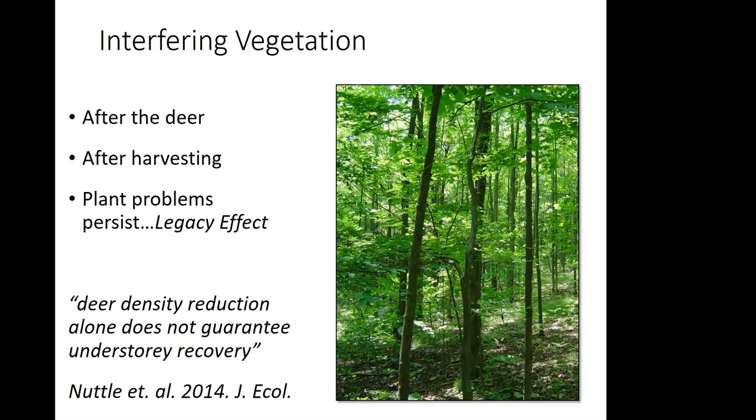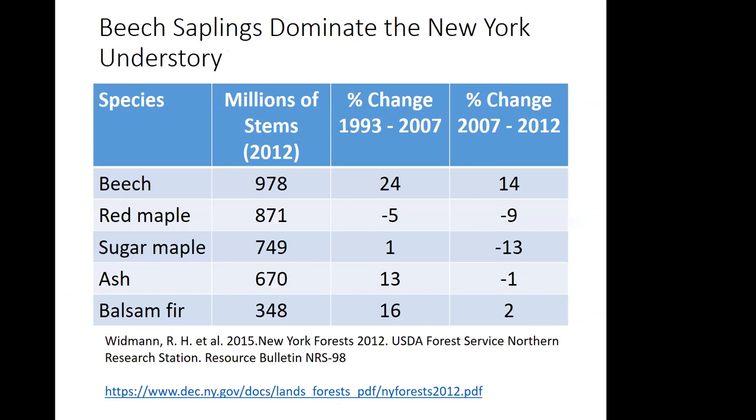And so managing your plant problem without a deliberate strategy to manage the deer is not going to be very successful. But that said, even if you take out the deer, you can have legacy effects. The longevity of these plants can sustain. One of our most concerning plants is American beech. It's a beautiful species. And right now it is the most common species in the sapling layer.